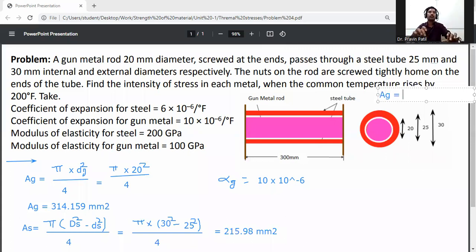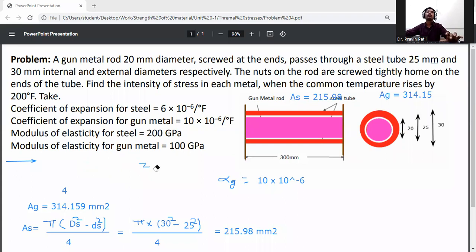So I will note this down: Ag is equal to 314.15 and As is equal to 215.98. Okay, so these are from the external and internal diameters.